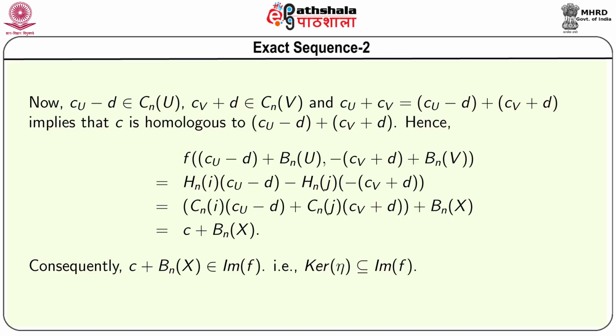So, c_u − d belongs to C_n(U) and c_v + d belongs to C_n(V), with their sum equal to c_u − d + c_v + d, which implies that c is homologous to (c_u − d) + (c_v + d). Hence, if f is operated on this element (c_u − d + B_n(U), −(c_v + d) + B_n(V)), it becomes c + B_n(X), that is, c + B_n(X) is an element of the image of f.